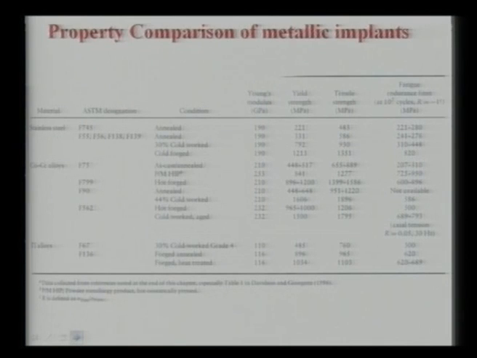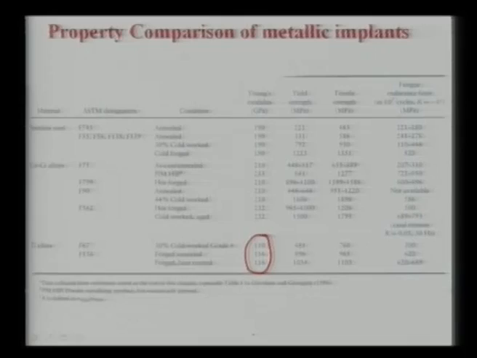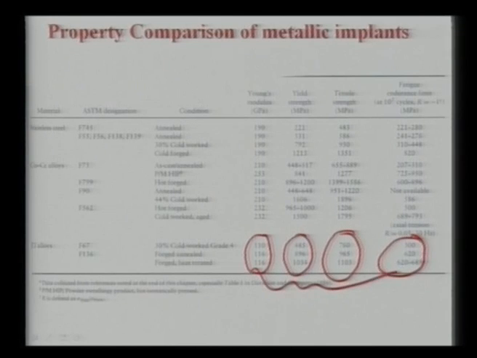This is some property comparison of some metallic implants, where you start with some commercial grades of stainless steel, cobalt chrome alloys as well as titanium alloys. What you can see is that the elastic modulus of the titanium alloys is much below that of the stainless steel or cobalt chrome moly alloys. It has a good yield strength as well as good tensile strength, and also it has a good fatigue limit. Now this combination of properties makes titanium the most attractive material from biomedical point of view.